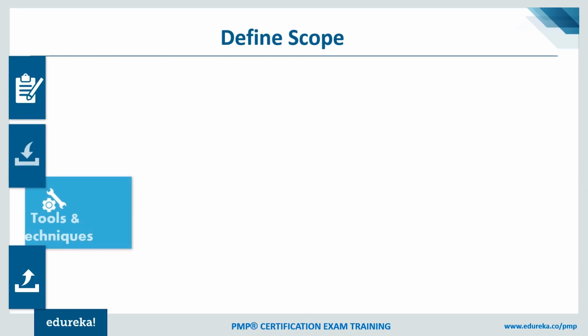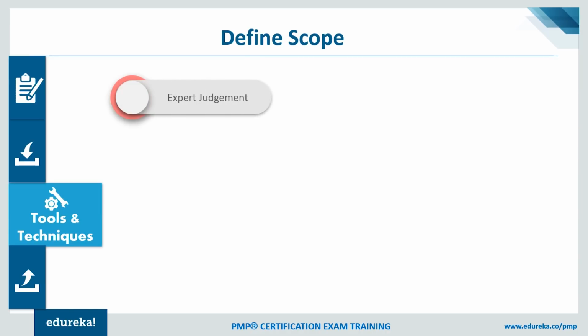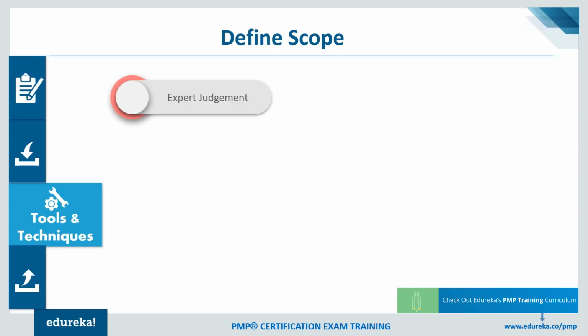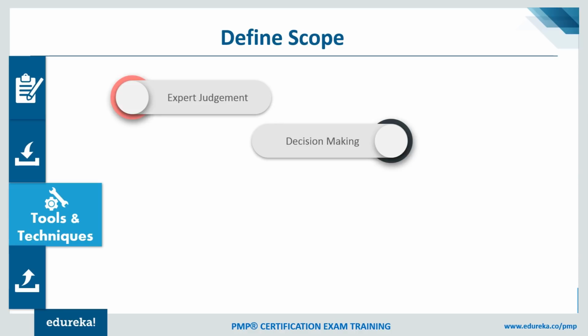What kind of tools and techniques can we use? Expert judgment is one technique which is used in most of the processes that we work on. It's very useful. We can use decision making, like a few things I mentioned earlier as well, such as multi-criteria decision analysis. Data analysis, again, is trying to find out what options we have and how we can choose the best possible option, so sort of an alternative analysis.